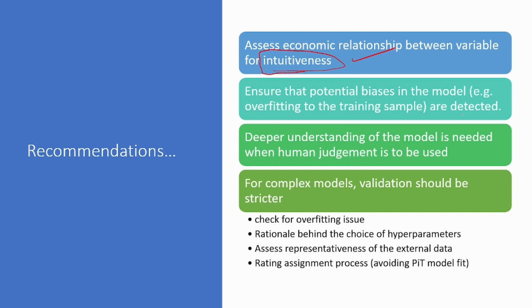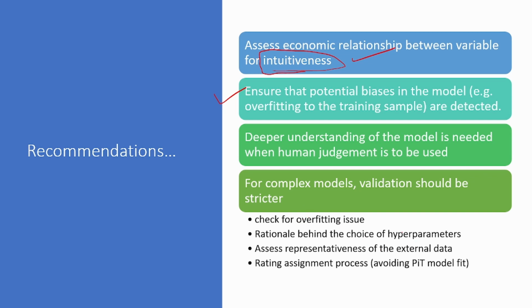Ensure potential biases in the models, for example overfitting to the training data, are detected. This is less of a concern in my view. Even with the traditional statistical models, banks are using a lot of validation techniques, cross-validation techniques, so that should not be a problem. Deeper understanding of the model is needed when human judgment is to be used. So if you're using hyperparameters, one should understand the model building process even at a deeper level, so that you don't induce any bias in your judgment. It's a fair point.